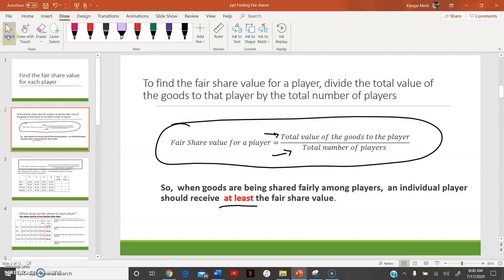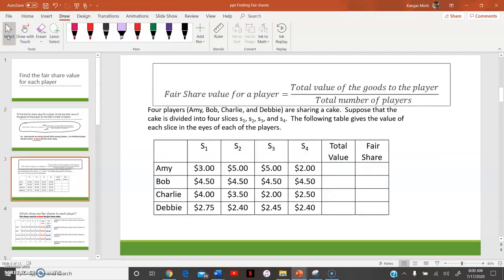So let's look at how this works. Here's an example you've seen before. We've got 4 players, Amy, Bob, Charlie, and Debbie, who are sharing cake. Suppose that the cake is divided into 4 slices, S1, S2, S3, S4. And these numbers below tell us how each of the players value the different slices of cake. We can see here how much Amy values slice 1, slice 2, slice 3, slice 4, and so forth. But let's suppose we want to find the fair share value for each of these players.